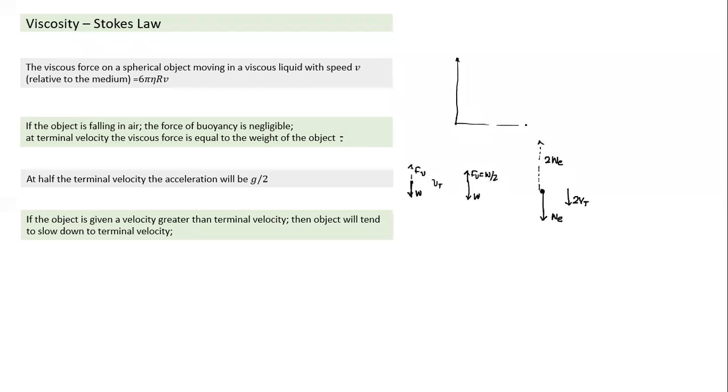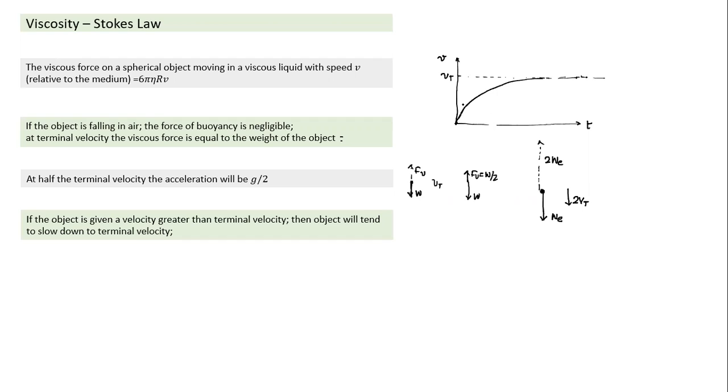So how would velocity vary with time? If this is velocity and this is time, and the object starts from rest, it will have a motion. If it is falling in a liquid, it will have more velocity, something like this. What we notice here is that after some time, velocity becomes almost constant, and this velocity is terminal velocity. This is how the velocity of a spherical object falling in viscous liquid will vary.